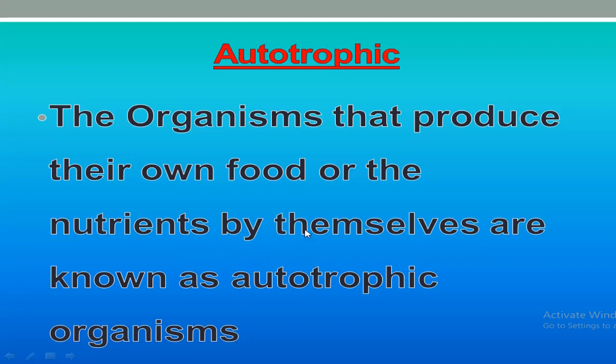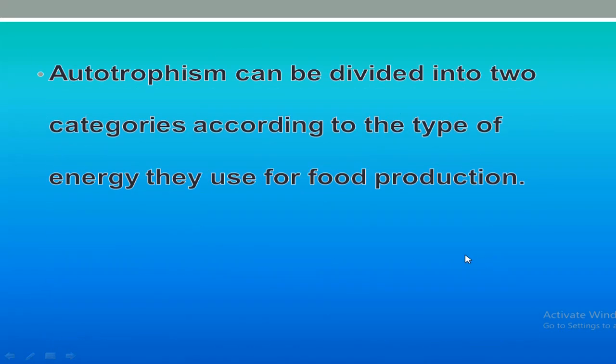Today in nutrition, firstly we have learned what is meant by nutrition, and then we have learned that according to nutrition, organisms mainly fall into two types. One of them is the autotrophic organism, meaning organisms that produce their own food or nutrients by themselves. Then we will go to our next point.